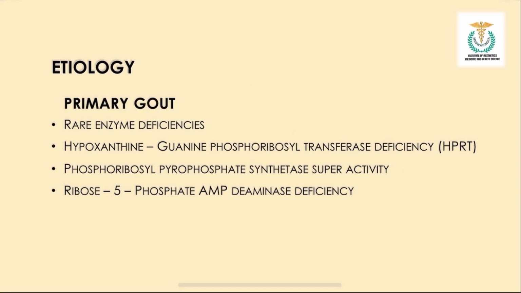This etiology we can differentiate into a few categories. First one is primary gout. In primary gout, the causes can be rare enzyme deficiencies: hypoxanthine-guanine phosphoribosyl transferase deficiency, phosphoribosyl pyrophosphate synthetase superactivity, ribose 5-phosphate, and AMP deaminase deficiency. Because of these deficiencies, it can lead to the primary gout condition.